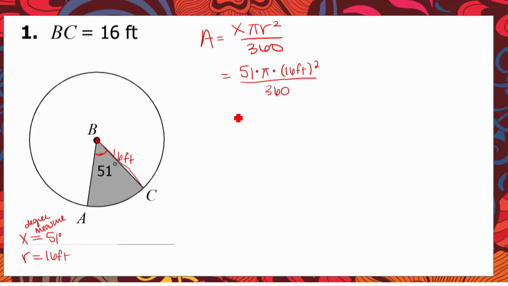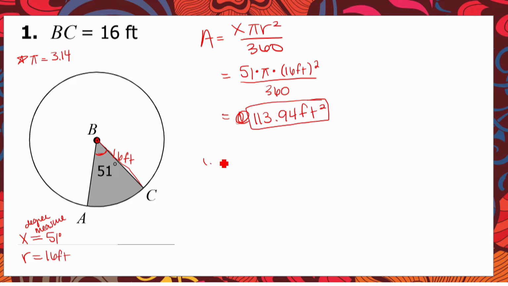So we're just putting in x and r. If we multiply all of this out, we multiply 51 times pi, and if you do not have a calculator that has a pi button, just use 3.14. 51 times pi, or 3.14, times 16 squared. Make sure you're only squaring that 16, and that you've got the parentheses in the right place. And then we're dividing by 360. So we are going to get about 113.94 feet squared. And again, it's area, so it's going to have the feet squared. And that's really all you have to do.